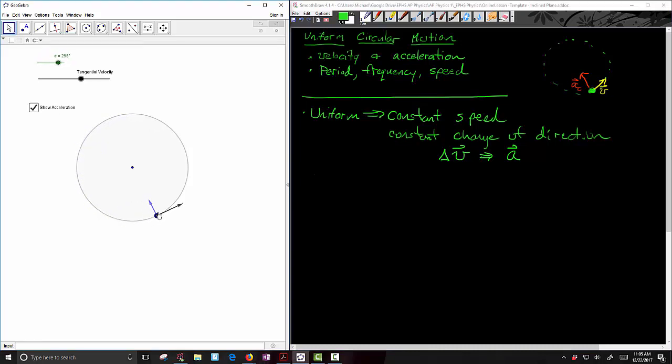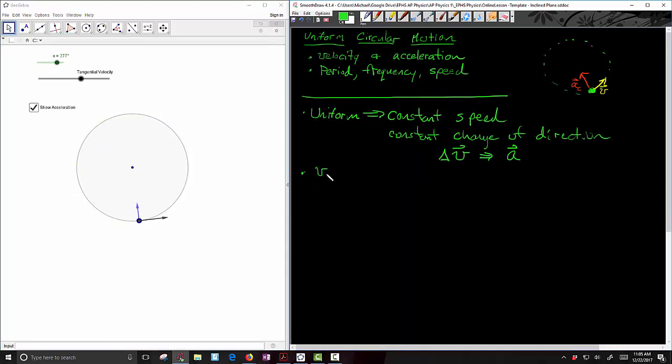If you look at it, you'll notice that this vector always points towards the center of the circle. This is different from projectile motion, where the acceleration always points towards the ground. In circular motion, it always points towards the center. Let me take a step back.